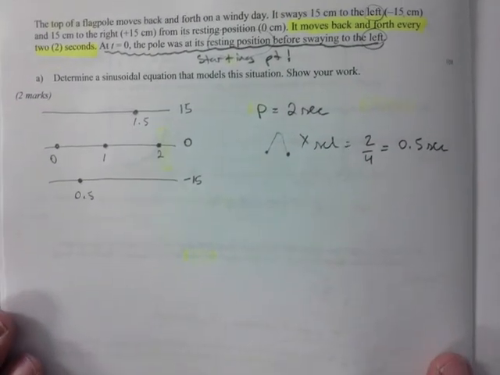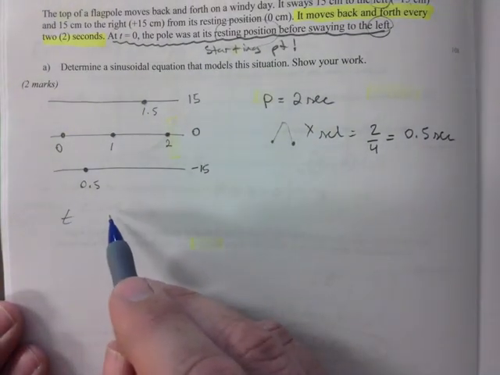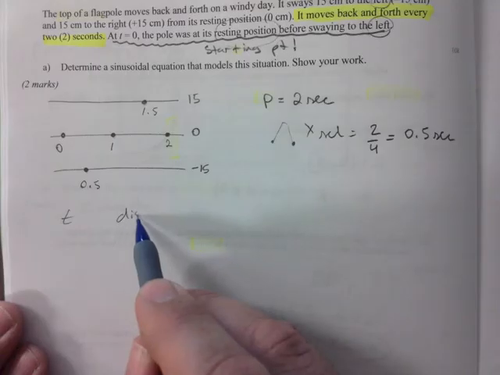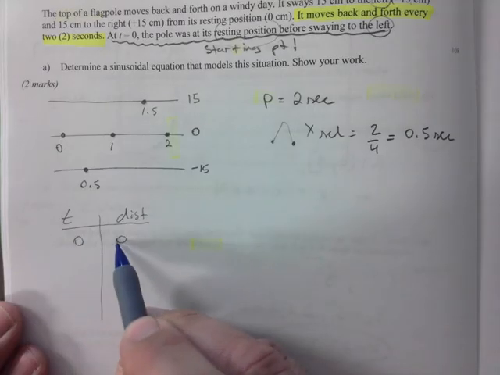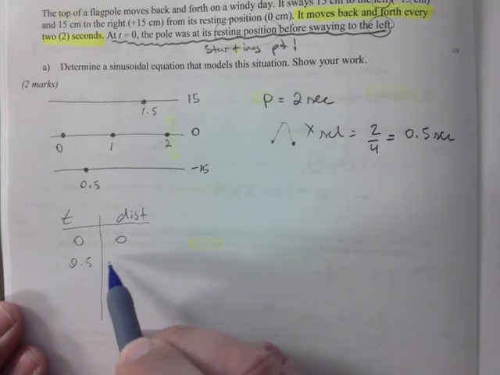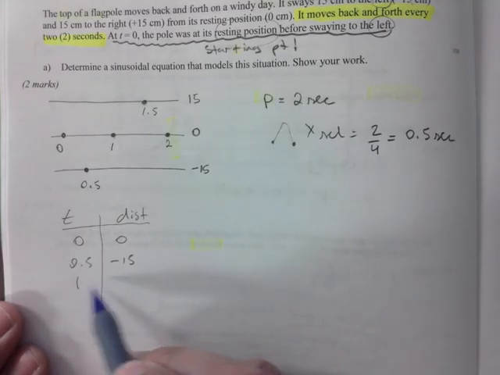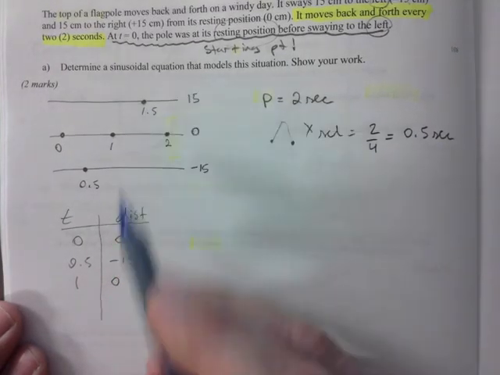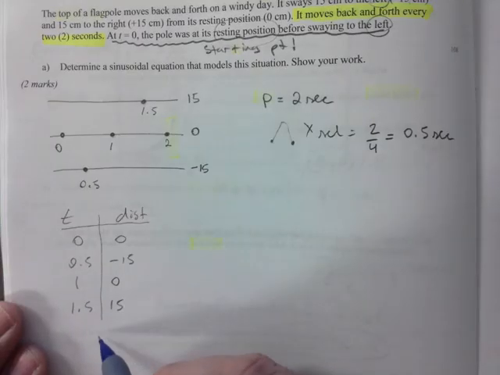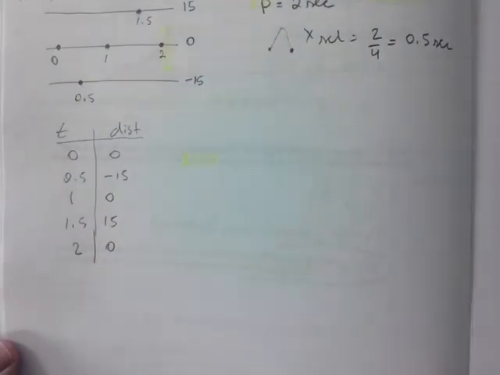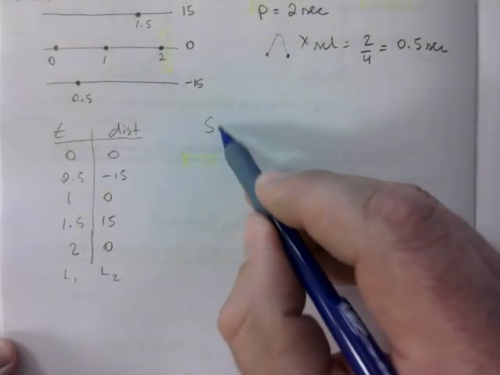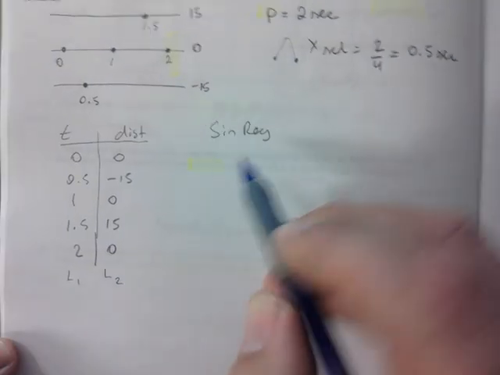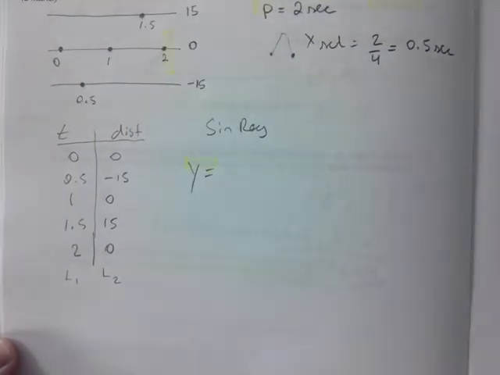So let's determine our equation now. Time and distance. I'm not sure how else to do this. 0, 0; 0.5, negative 15; 1, 0. I'm just reading this off, right? 1.5, 15, and then 2, 0. This is L1, this is L2. Sin reg. Let's come up with our equation.